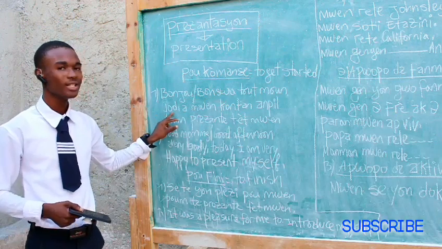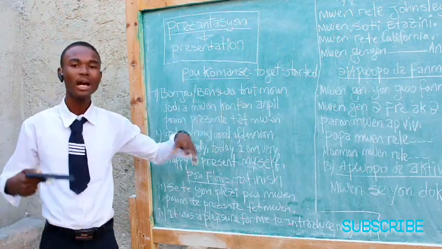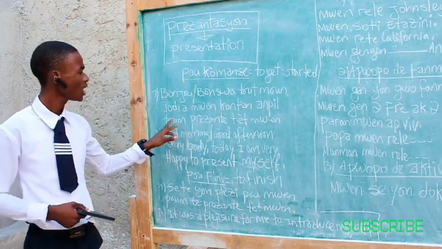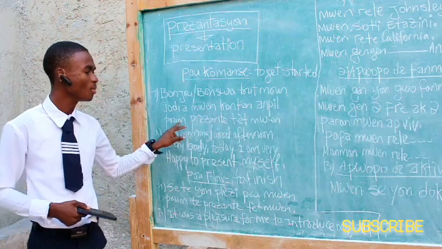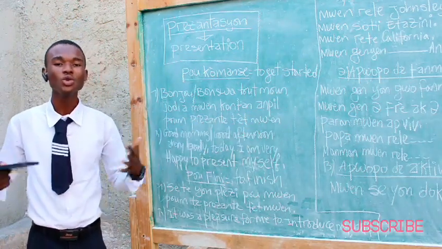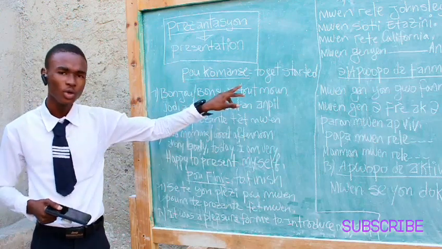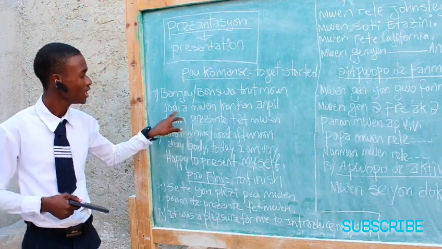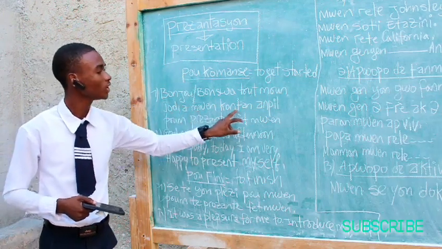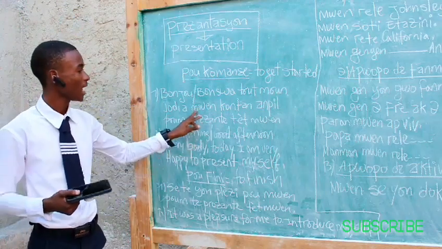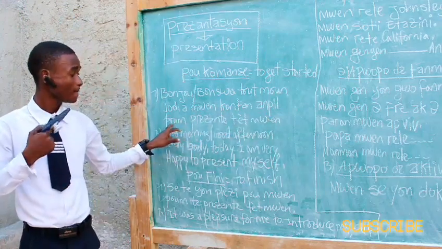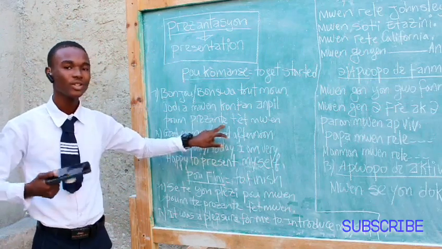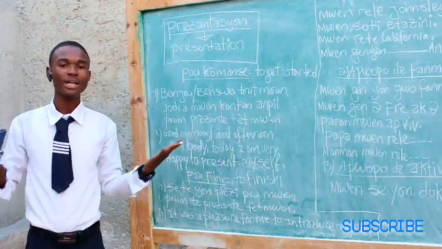Bonjour tout le monde, jodi a, like today, mwen kontan anpil, I am very happy. Jodi a mwen kontan anpil, today I am very happy, pour me présenter tèt mwen. Pour me présenter tèt mwen, to introduce myself. Repeat after me. Bonsoir tout le monde. Good afternoon everybody. Today, jodi a, today, moi content en pile, I am very happy. For me to introduce myself. Présenter, to present, tête moi. When I say tête moi, that means myself.